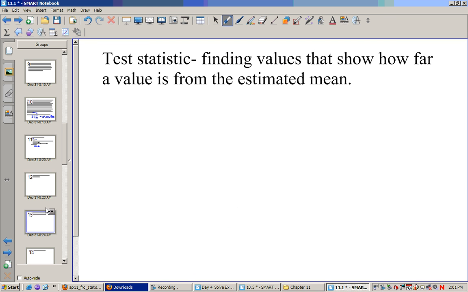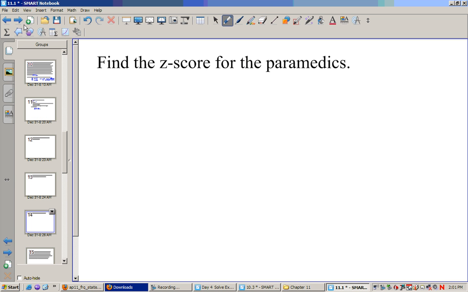All right. Now if we go to a testing system, finding values that show how far away a value is from the estimated mean. Now let's find the z-score for the paramedics. Now for the paramedics, we got 6.48, and we want to subtract the mean that we had before, which was 6.7, and divide it by 2 over the square root of 400, which we already said was 0.01.